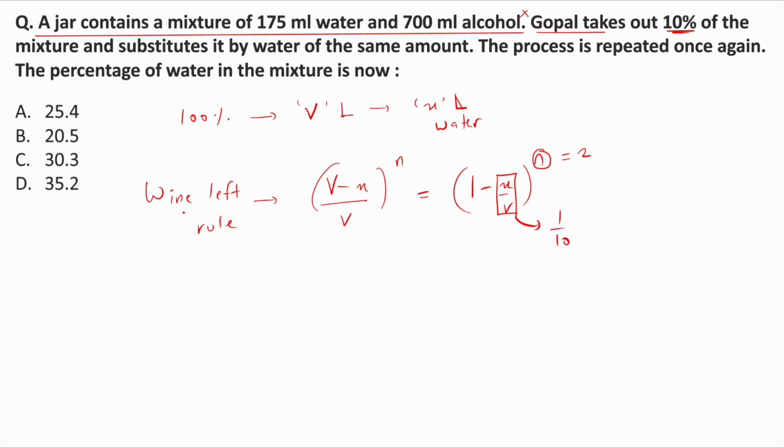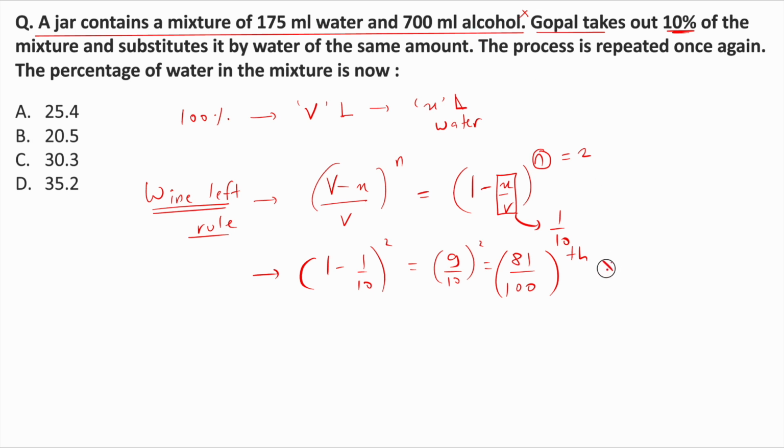So what is the fraction of alcohol left? As per the formula, the fraction of alcohol left after two transactions would be (1 minus 1 upon 10) the whole raised to 2. This is 9 by 10 the whole raised to 2, which is 81 by 100. So after two transactions, 81 by 100th of the mixture would be alcohol had we started with a pure alcohol solution. But initially, we already have alcohol and water in some ratio. We don't have a pure alcohol solution.